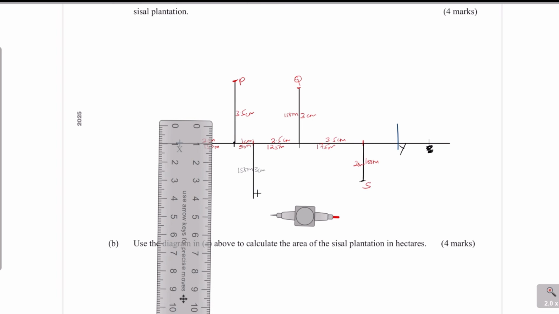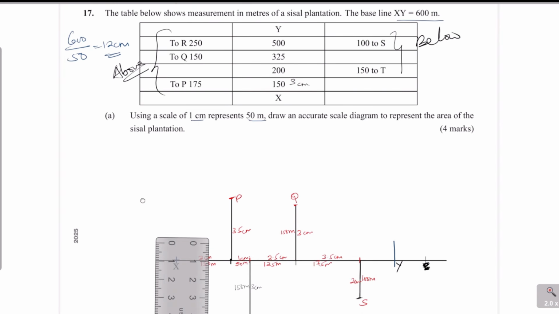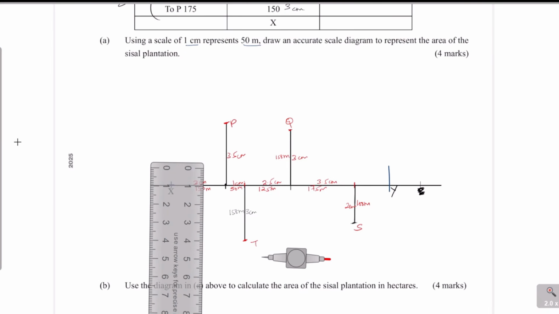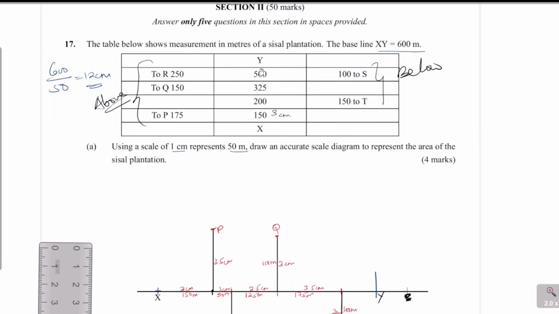I forgot to put this one. For the first offset, here, this was supposed to be P. Was it P? No, not P. It was supposed to be T. It was 150. This was T. Okay. Now after going to S, we go to the last one. The last one is from 500, 250 to R. So 250 meters.